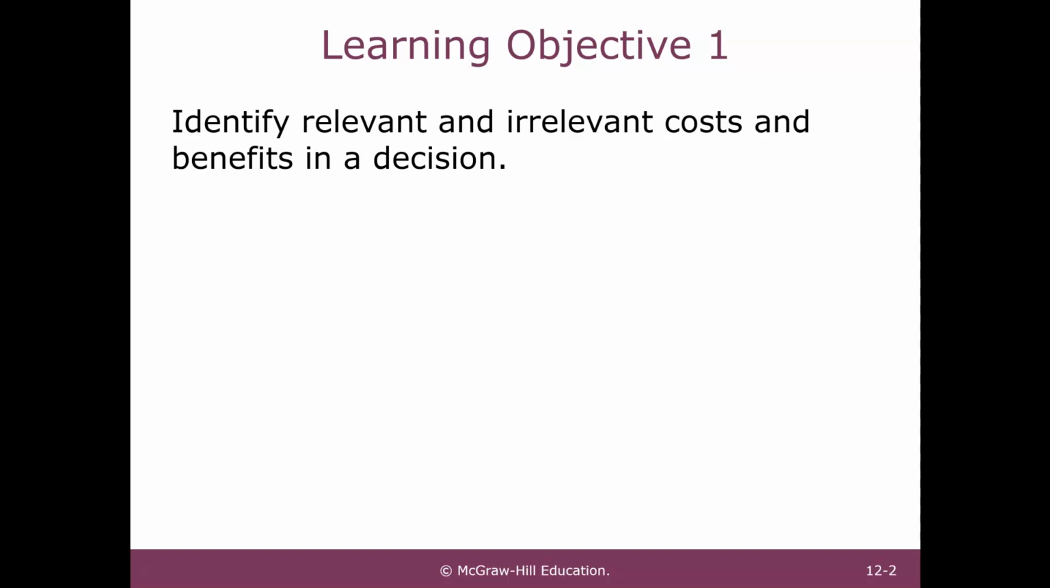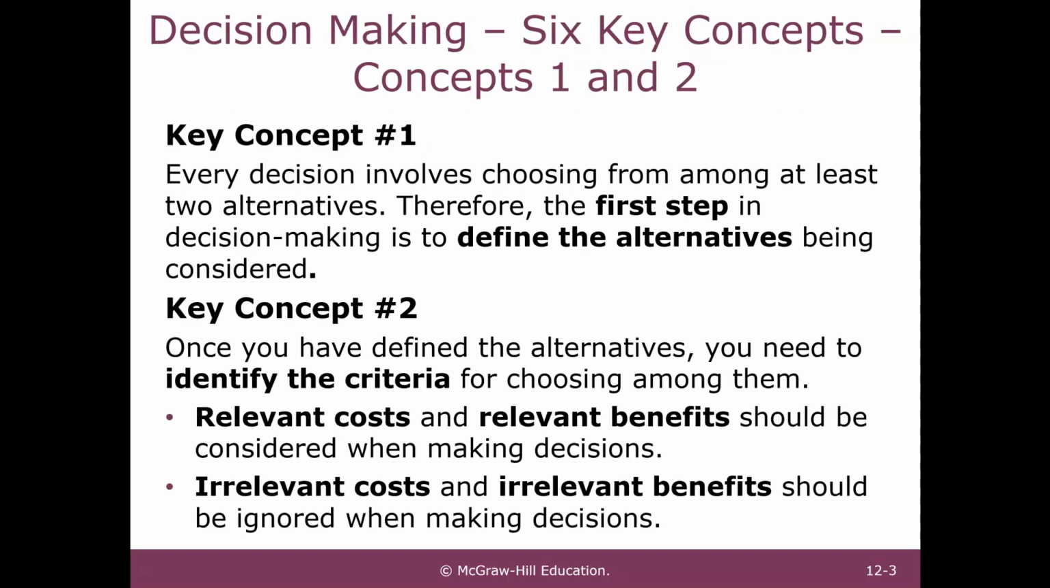The first thing that we're going to do is look at relevant and irrelevant costs and the benefits that these costs have in making a decision. There are 6 concepts that we want to look at first to help us choose which costs we want to look at when we're doing this analysis.